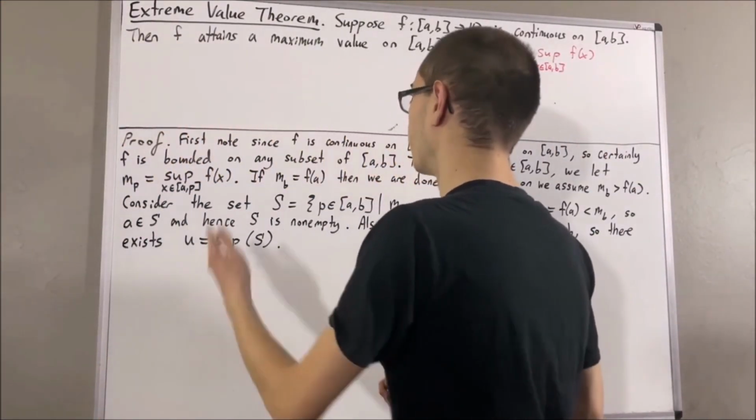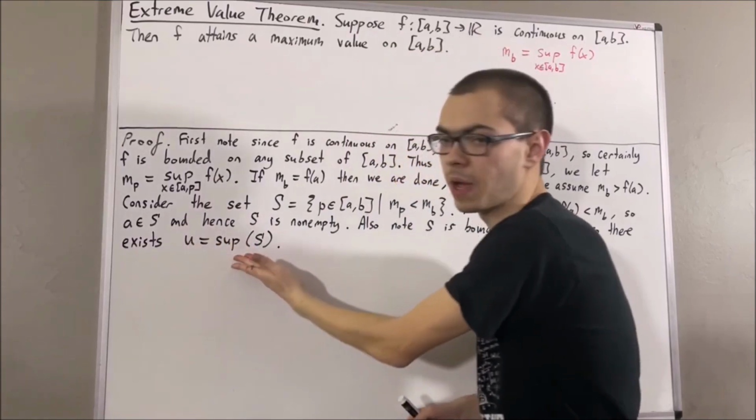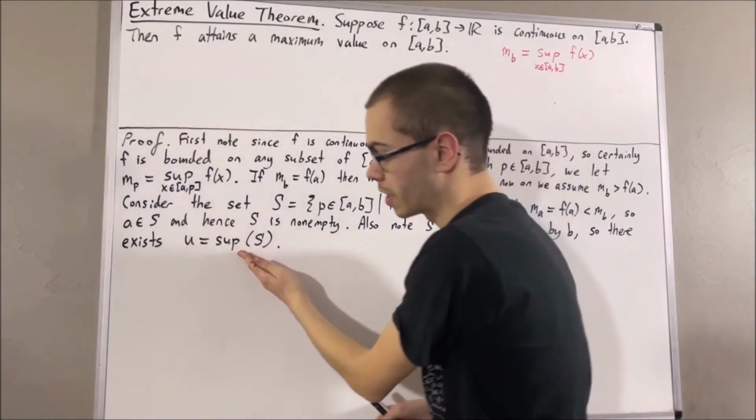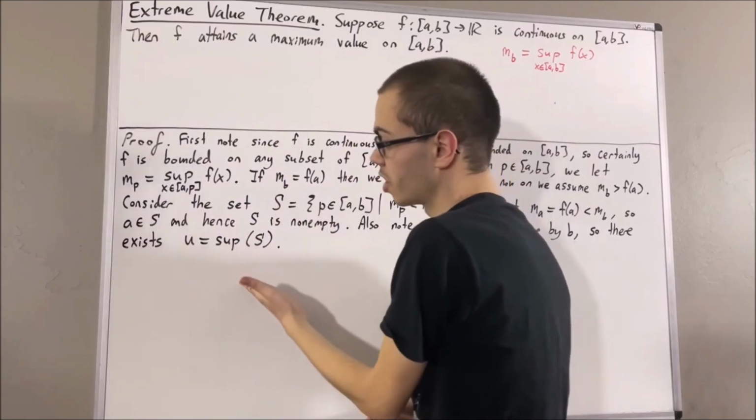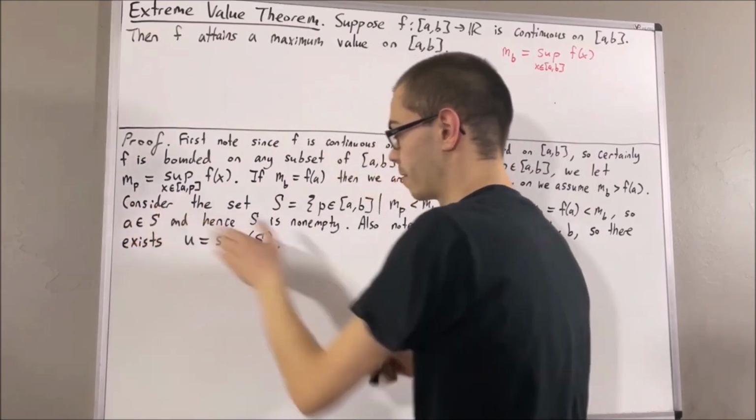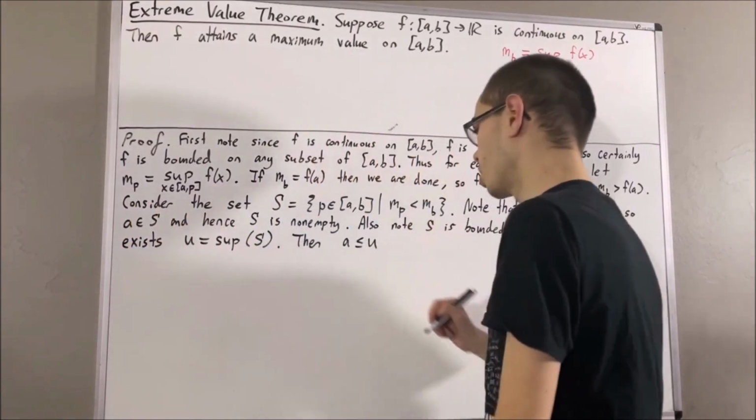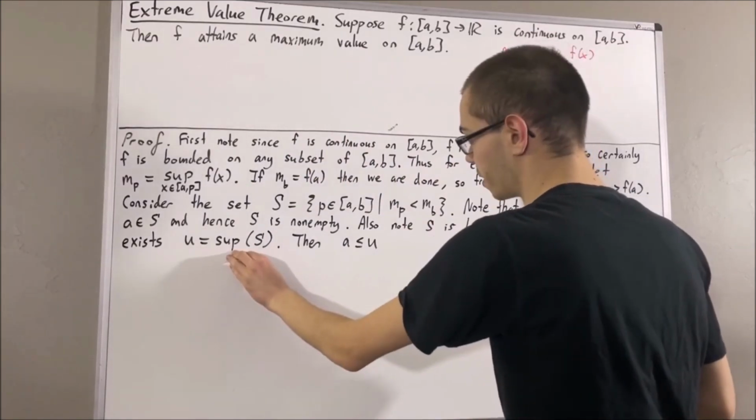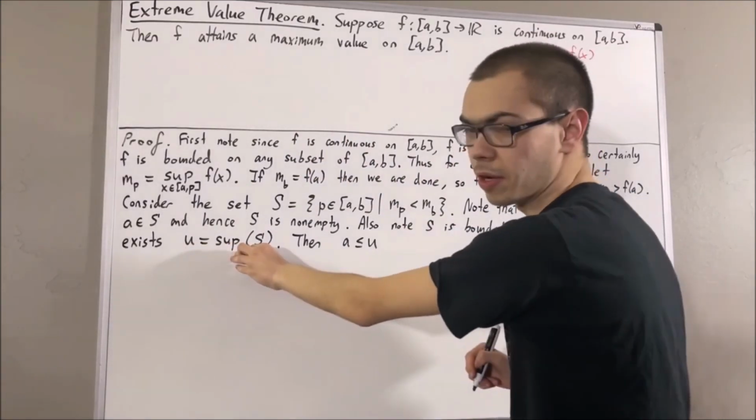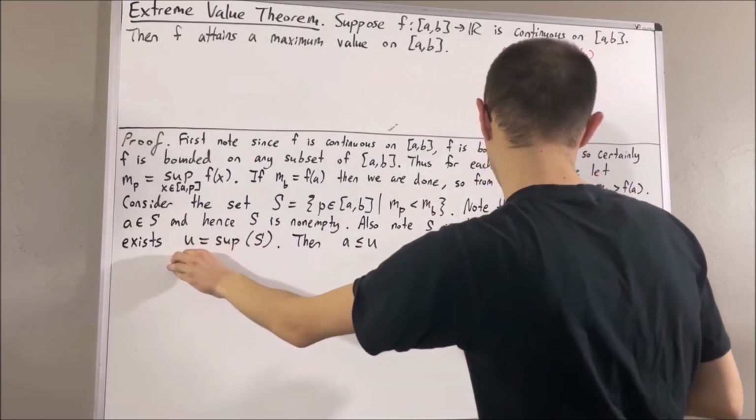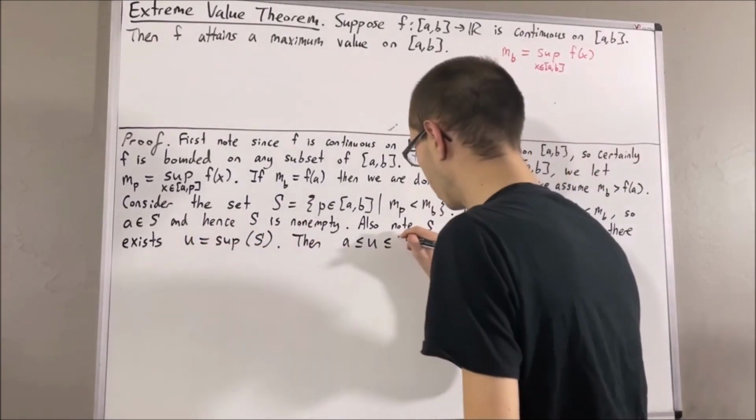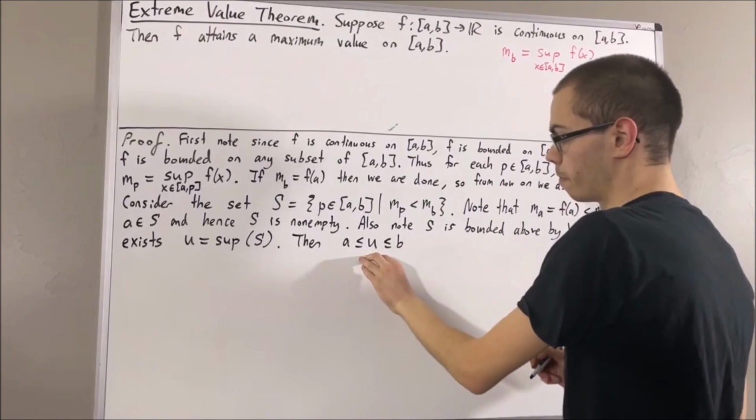Now, since U is an upper bound of S, that tells us U is greater than or equal to every element of S. So in particular, U is greater than or equal to A. But also, since U is the least upper bound of S, that means U is less than or equal to every upper bound of S. So in particular, U is less than or equal to B. So this shows that U is an element of [A, B].